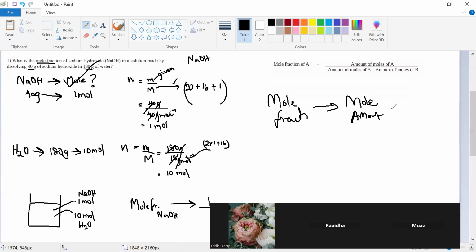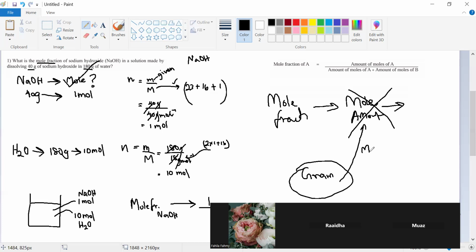The question has grams. So what are you supposed to do? They give you the gram. Only the mole amount you need, but the mole amount is not found. But you don't need to be sad about it. Why? Because from the gram, you can find the mole amount if you know the molar mass. Does this make sense?